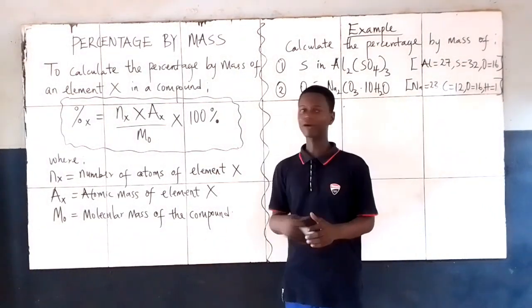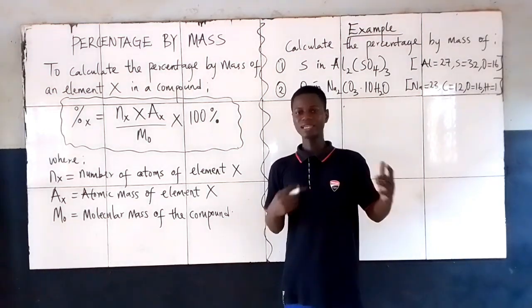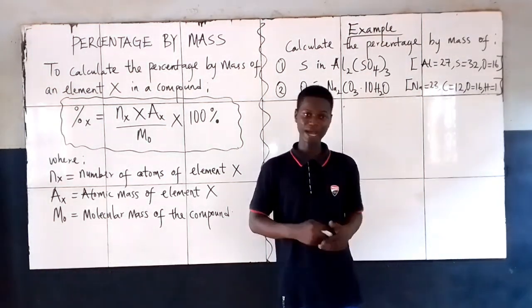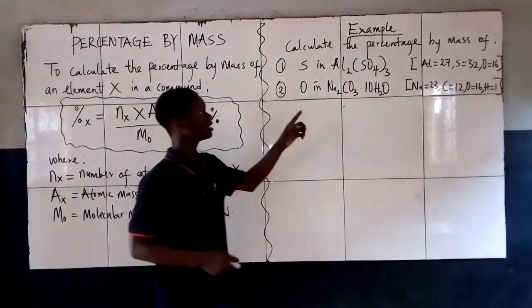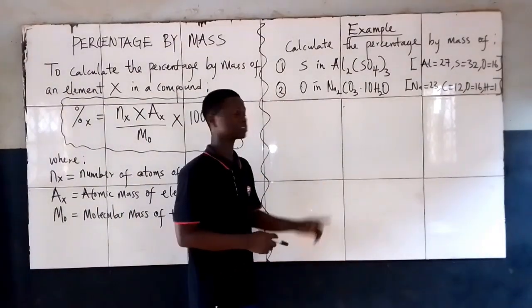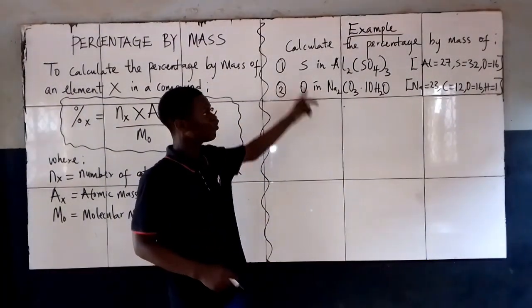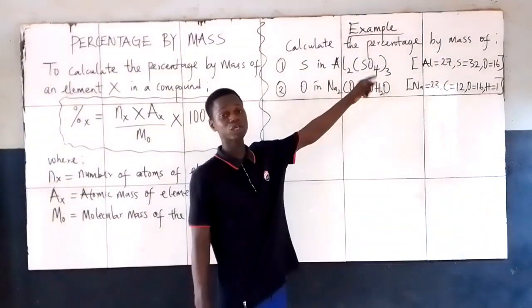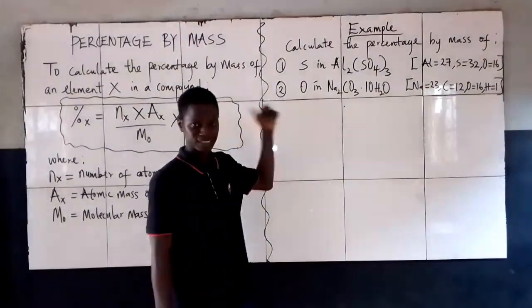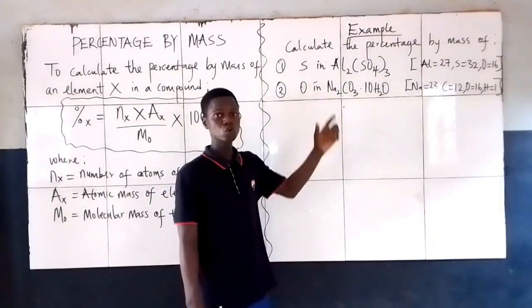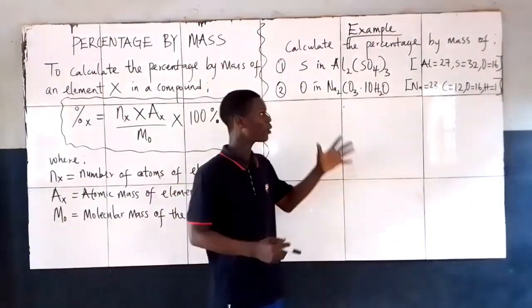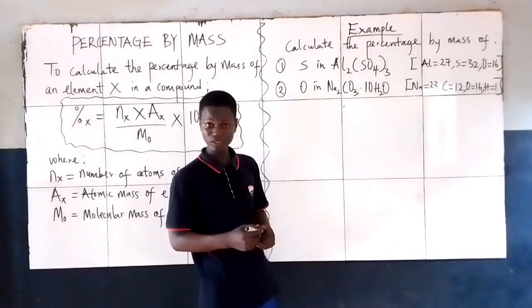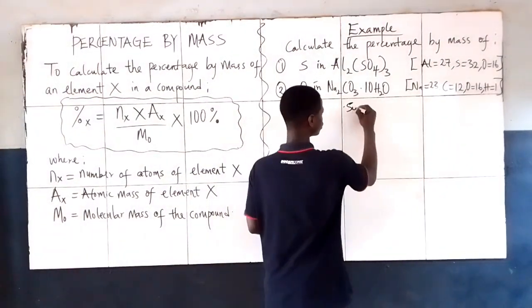So now we have this background knowledge. Without wasting time, let's take the question we are given now. Now, the first question said, calculate the percentage by mass of sulfur in aluminium tetraoxosulfate 6. Now the X in this question is sulfur. So we'll be using this formula and see how we can solve this question. So without wasting time, let's get started. Solution.